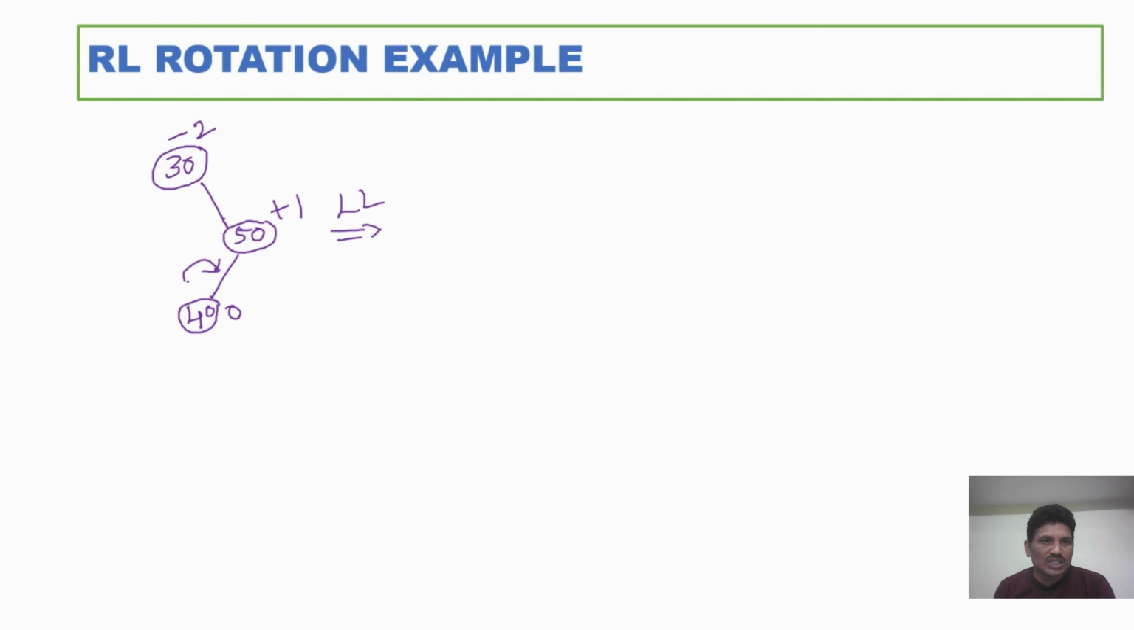Then when you perform the LL rotation over here, what is the resultant tree? 30, then 40 comes here, then 50. Then again you need to find the balance factor of each and every node: -1, then -2. After that, it is not an AVL tree, so we should perform the RR rotations.